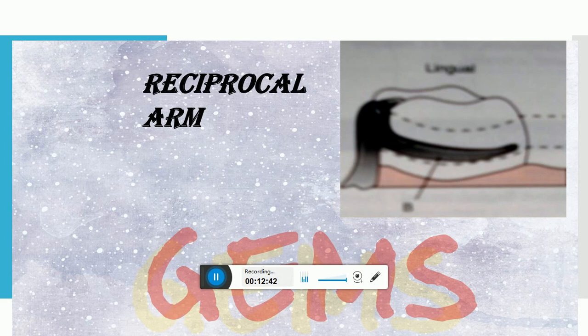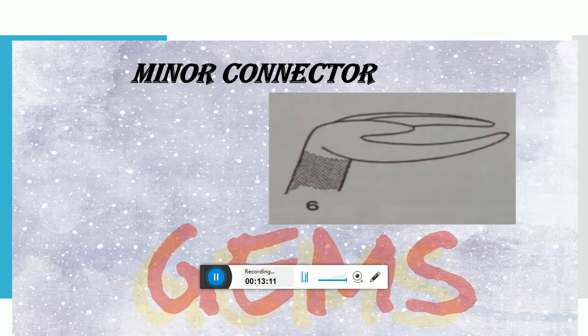It resists the tipping force generated by the retentive terminal as it passes over the height of the contour when the partial denture is inserted. So it resists the tipping force, and it can act as an indirect retainer if it is placed on the opposite side of the fulcrum. Done? Okay.